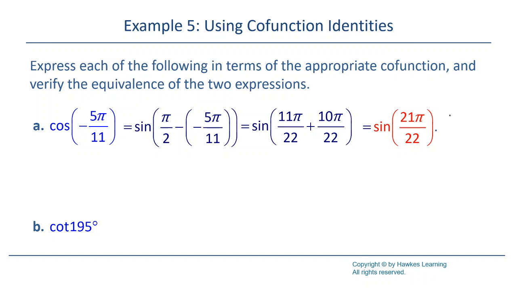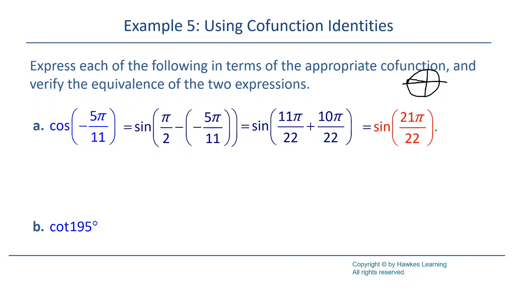Because 21 over 22 is just slightly less than 1, you're talking somewhere maybe about here in terms of rotation for this one. Just kind of an example. So you at least know that sine would be positive. So cosine of negative 5 pi over 11 is equivalent to sine of 21 pi over 22.